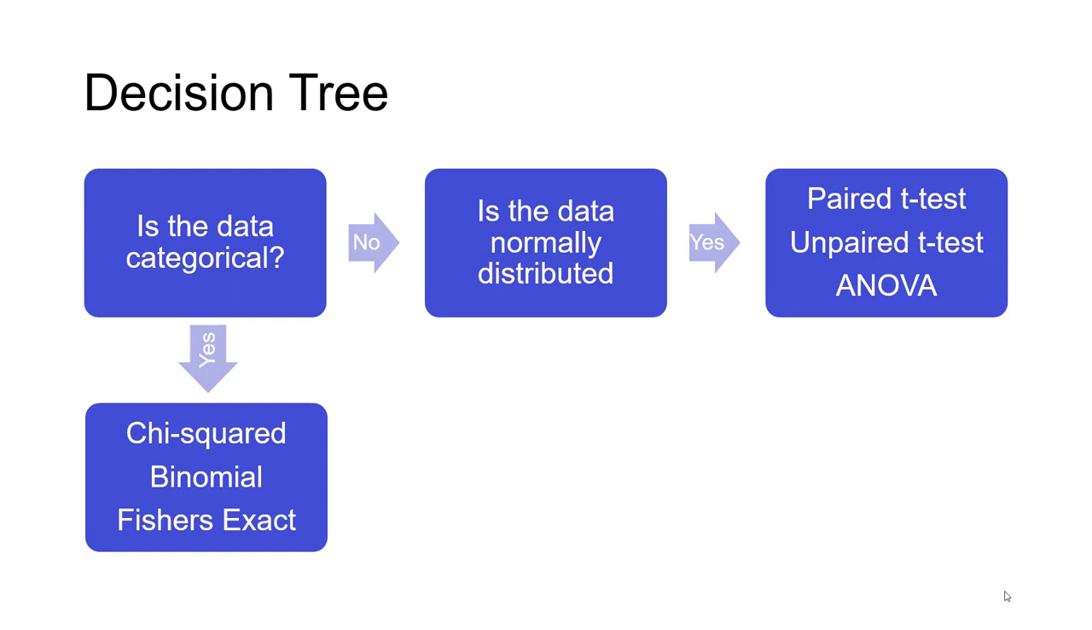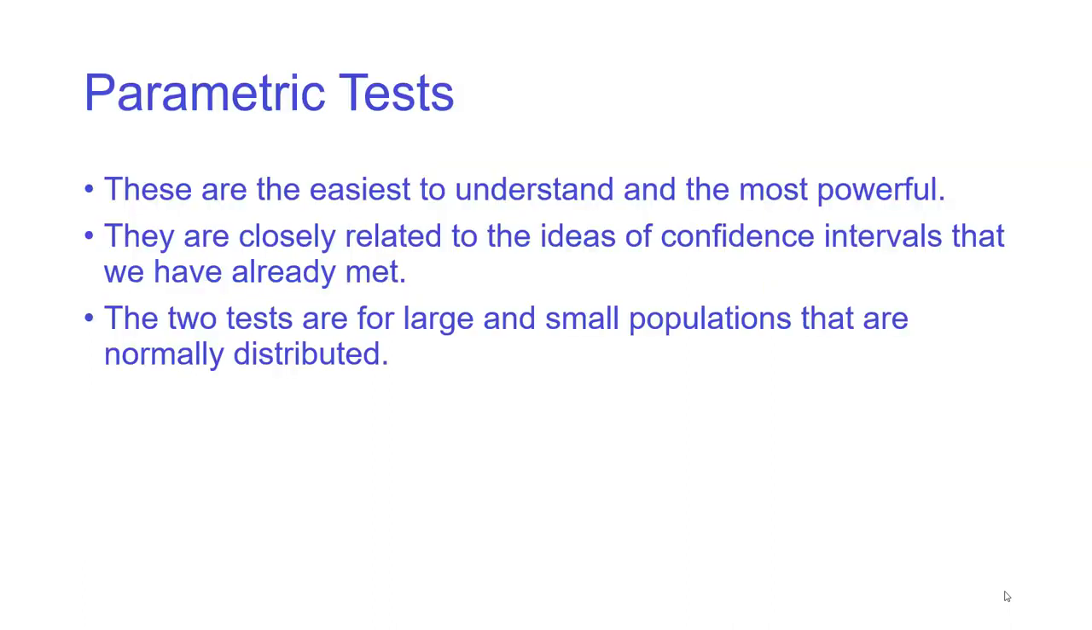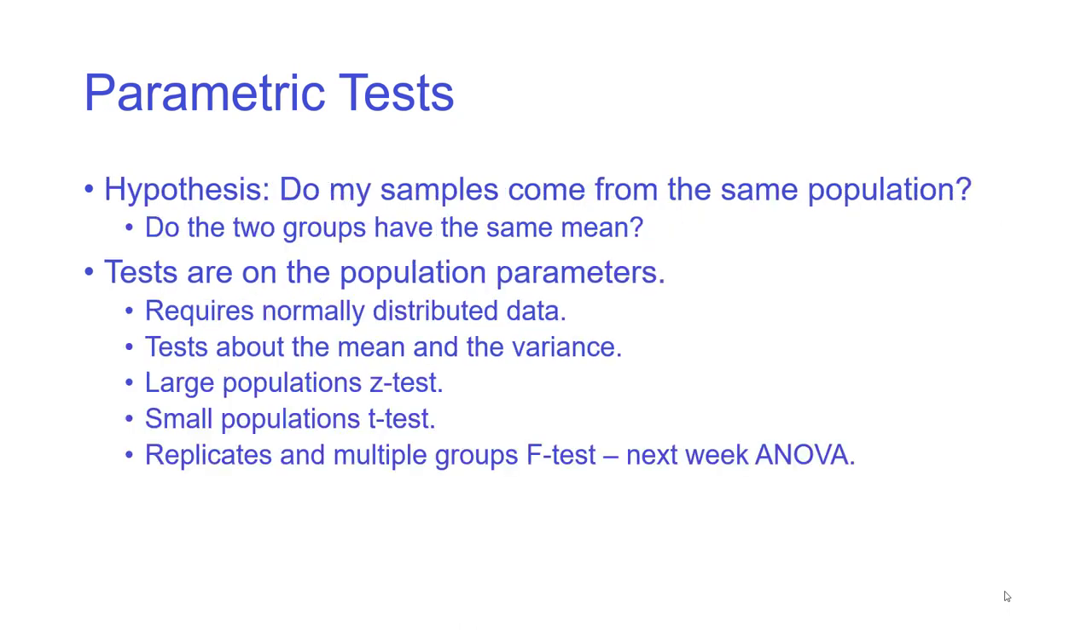Now if your data is not categorical, then the next thing you need to check is if the data is normally distributed. If it is, then you're going to use parametric tests, which are paired t-tests, unpaired t-tests, and ANOVA. Parametric tests are the easiest type of test to understand and the most powerful. They're related to the ideas of confidence intervals, and there are two main tests for large and small samples if your data is normally distributed, called z-tests and t-tests. In reality, we're only ever going to do t-tests because those are the ones implemented in software.